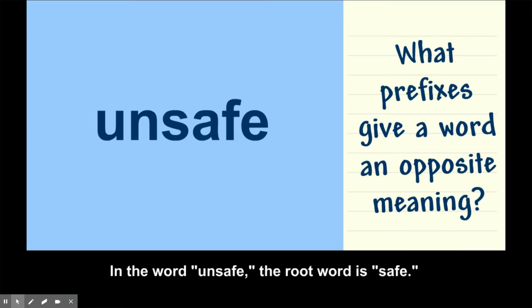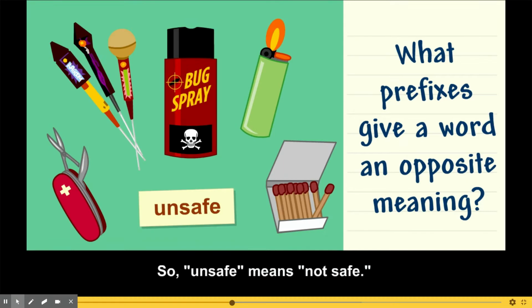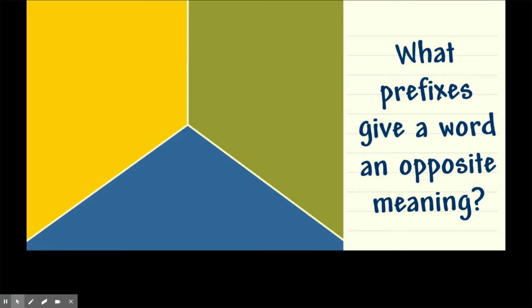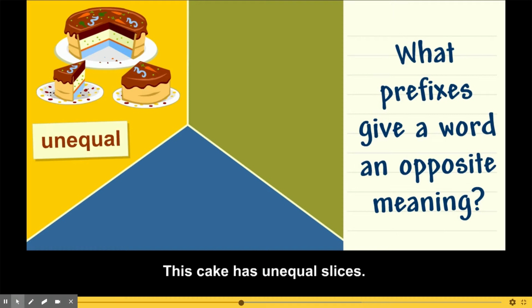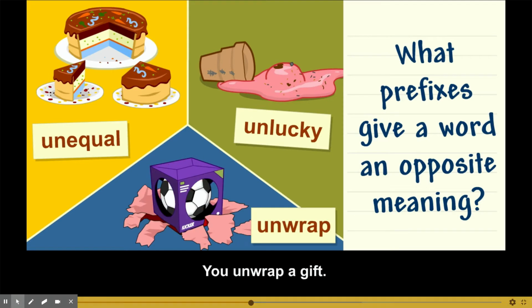In the word unsafe, the root word is safe, but the prefix un means not. So unsafe means not safe. This cake has unequal slices. It's unlucky if your ice cream falls. You unwrap the gift. So we see how we have equal, lucky, and wrap, and they are all starting with un. So un in front of a word means not. So not equal, not lucky, not wrapped.